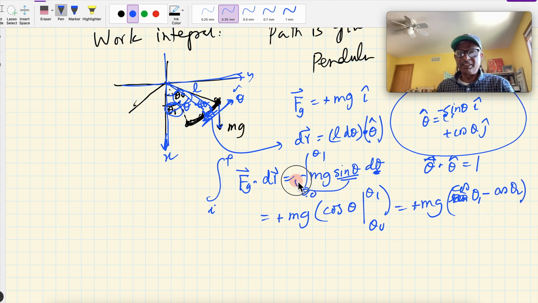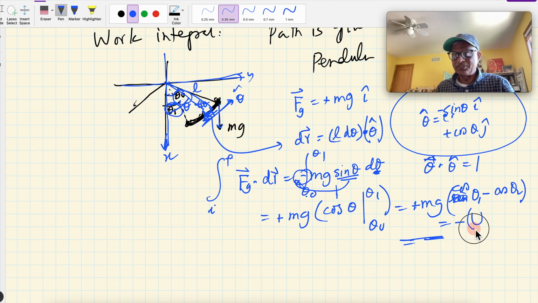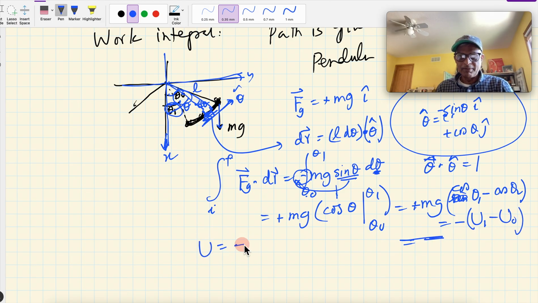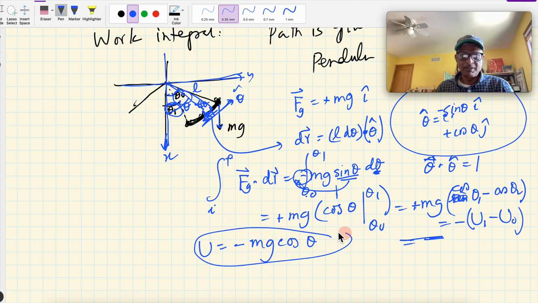The integral of sine theta eats up this minus sign, absorbs that minus sign. So this should be equal to minus the change in potential energy, U1 minus U0. So the U is actually minus mg cosine theta here. Mg, there's L somewhere. There's L.